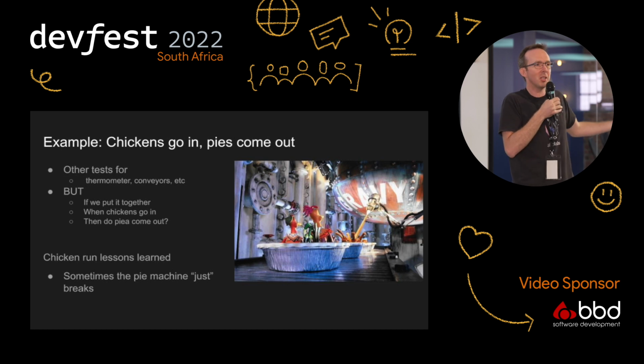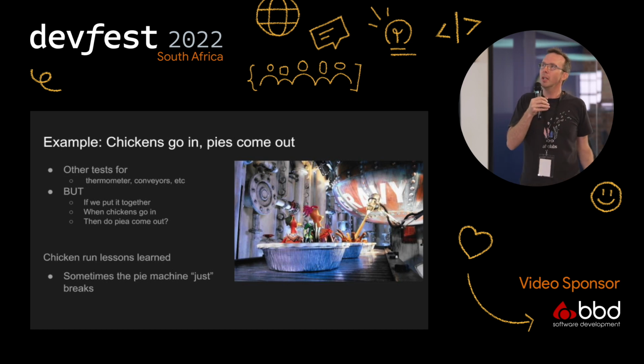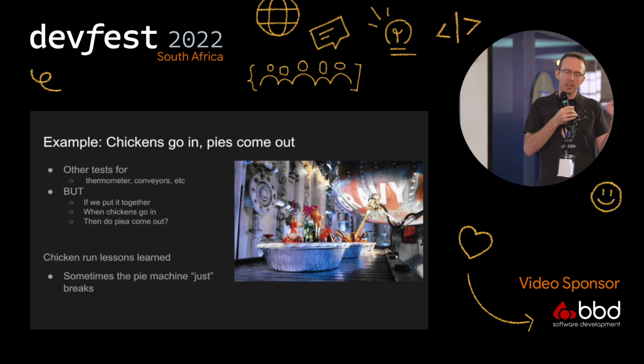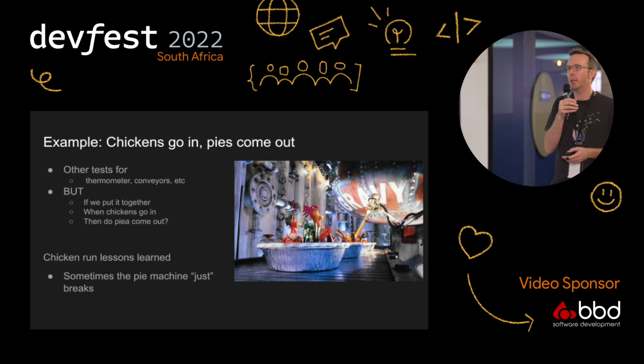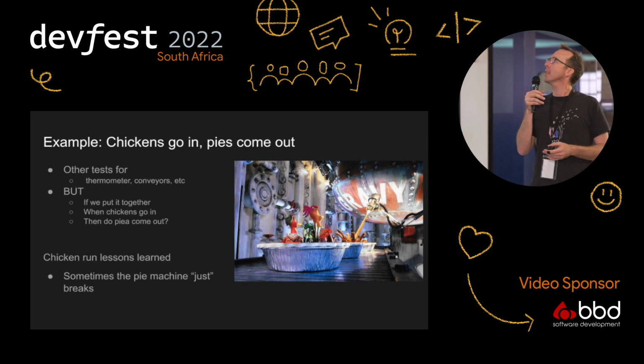That's like the specification level of an integration test. There are other tests to check that the thermometer and the conveyors work. That's all the unit testing. But like, do pies actually come out? And sorry, I see that I mistyped it. It's PR come out, and they should really not come out. Maybe that's the sound of a chicken.